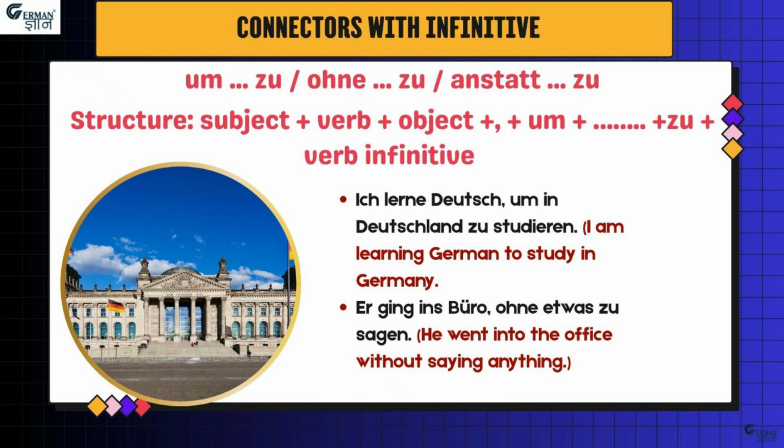For example, ich lerne Deutsch, um in Deutschland zu studieren means I am learning German to study in Germany. And second example is er ging ins Büro, ohne etwas zu sagen means he went into the office without saying anything. So while using these connectors, you have to remember that the action verb comes at the end of the sentence in the infinitive form, and before that you have to write zu.